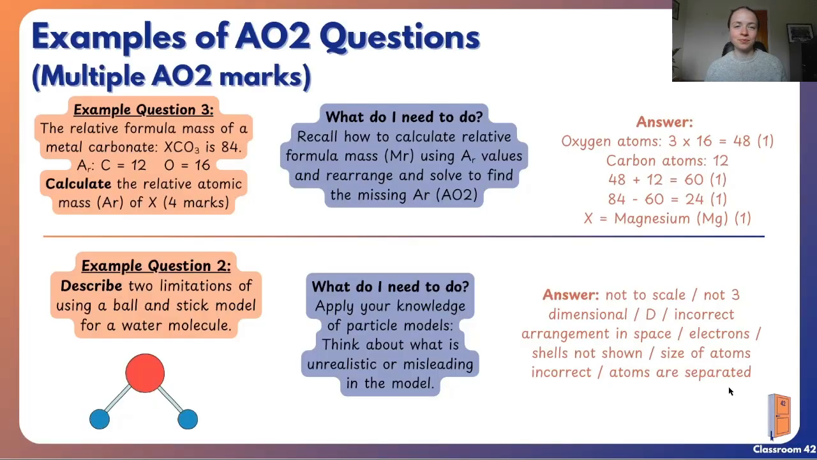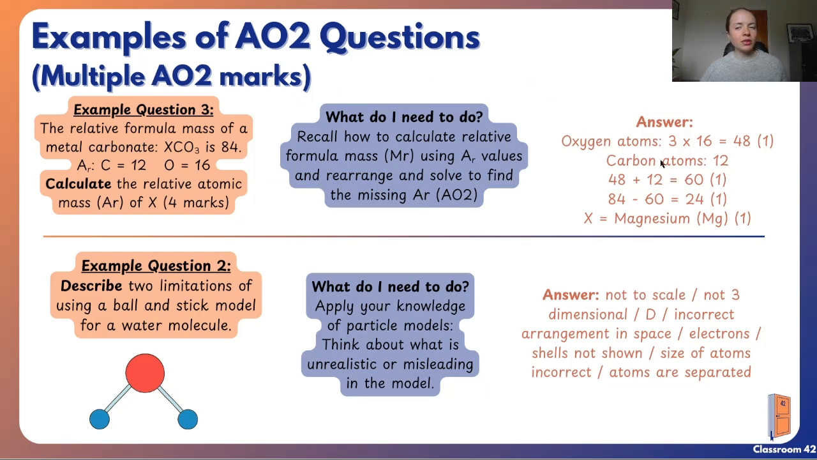And so here are some more questions which are multiple marks for AO2s. So the relative formula mass of a metal carbonate is 84. Calculate the relative atomic mass, the Ar, of X. So X is this one here. So what you need to do here is recall how to calculate relative formula mass using the Ar values, which you will be given in the question, and rearrange to solve and find the missing Ar, so X.